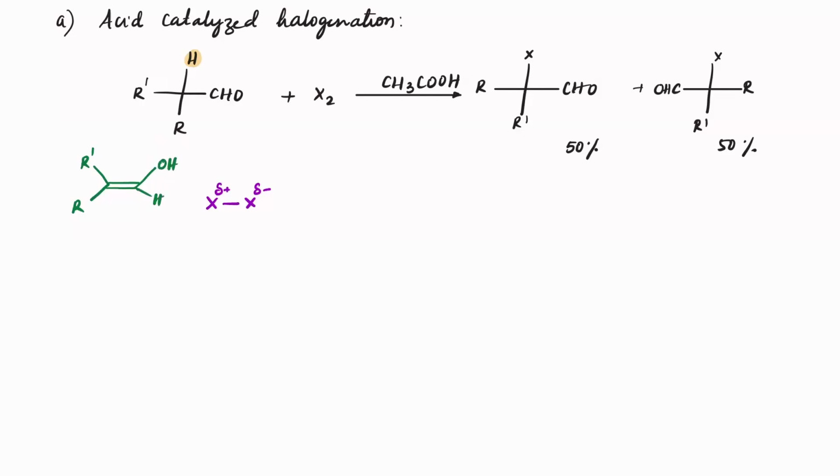So the lone pair present on oxygen here will push. This will convert into C minus, and that C minus will attack X, removing this X from here. So what do I get? I will get this as R dash and R, and we'll get X here with C double bond OH. So both things could happen here.